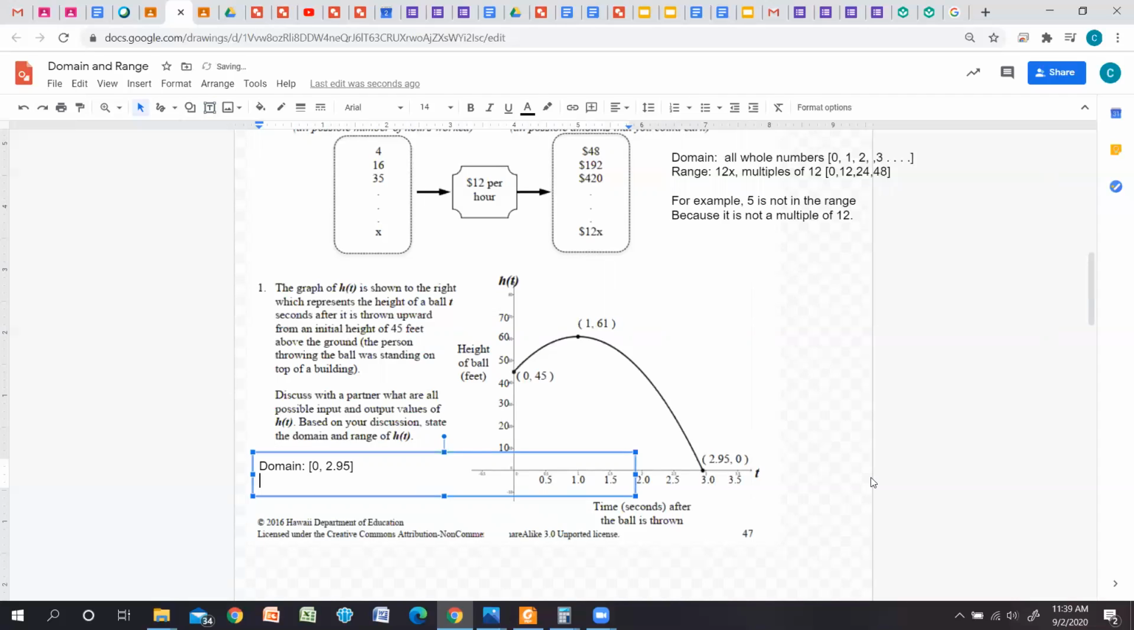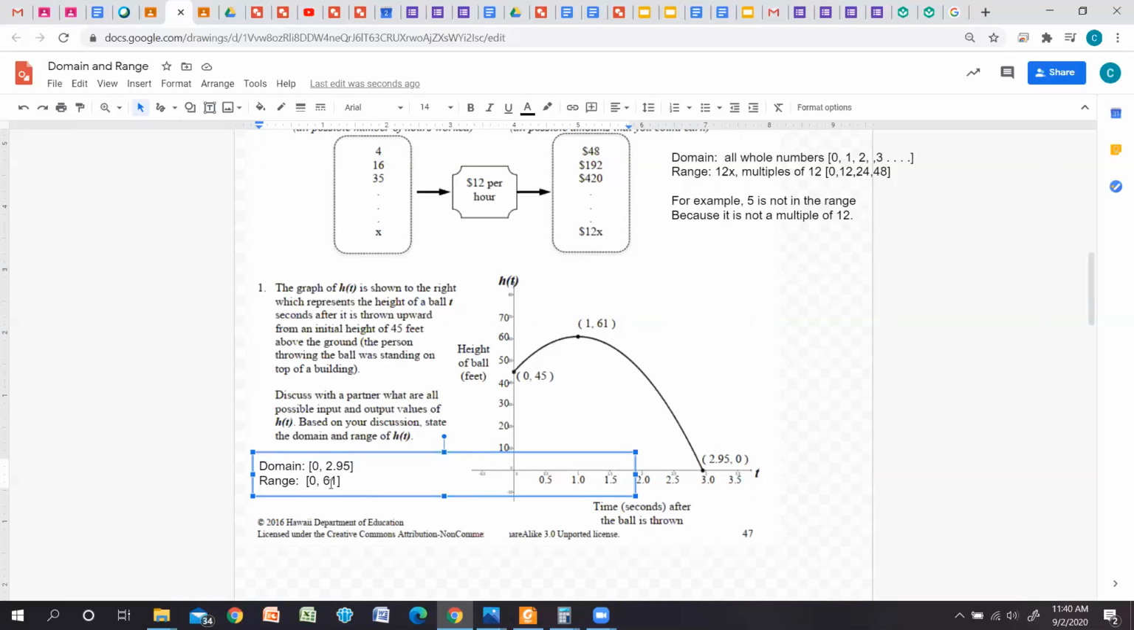For the range, you have to think, what's the least value? If you look here, it goes down to 0. That's the least value, because the ball isn't going to go under the ground. What's the highest value? That's 61 feet. But what about this 45? Is that important for the range? It's right in the middle, so not really. We just want to know the lowest and highest points, and all these values in between are possible values.